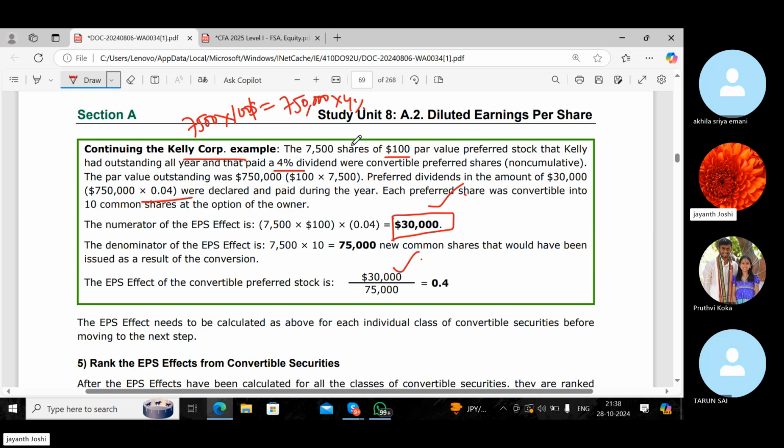So what is happening here? Each preferred share was convertible into 10 common shares. So one preferred share into 10 common shares. So 7,500 preference shares into how many common shares? One preference share to 10 common shares, so 7,500 times 10 is 75,000 common shares. Okay, so this is the denominator. This is the numerator, and the EPS effect of convertible preferred stock is this. Done. Please have a look.